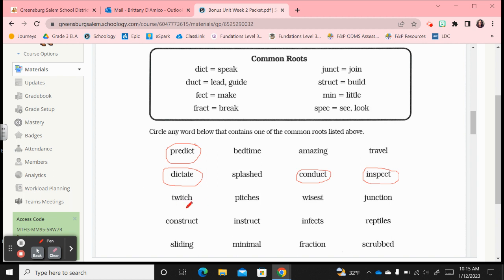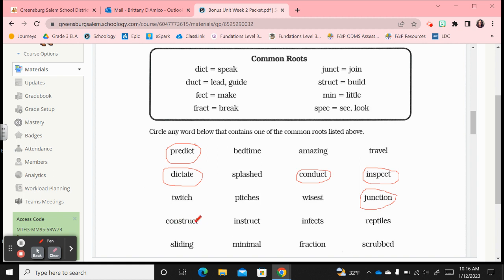Twitch, I don't see a root in that one. Pitches, no, I see a suffix, but no root. Wisest, no, I see est suffix. We're on the hunt for roots though. Junction, there's that junct right there, J-U-N-C-T. So we're going to circle that one. The roads come to sometimes a junction when they join together.